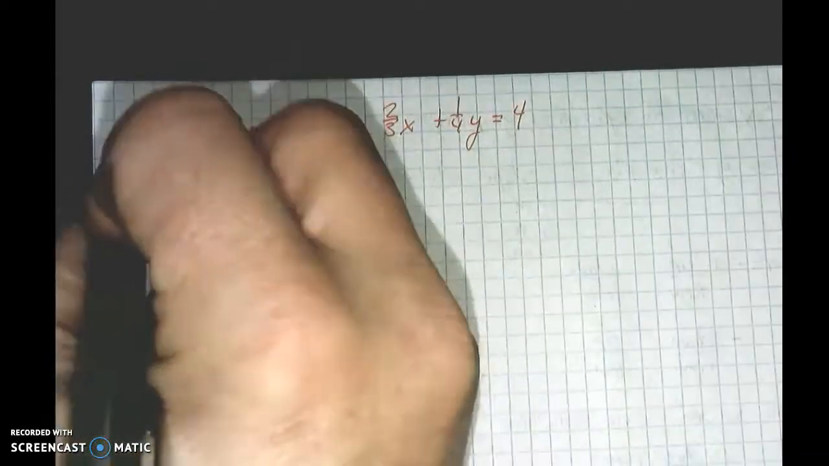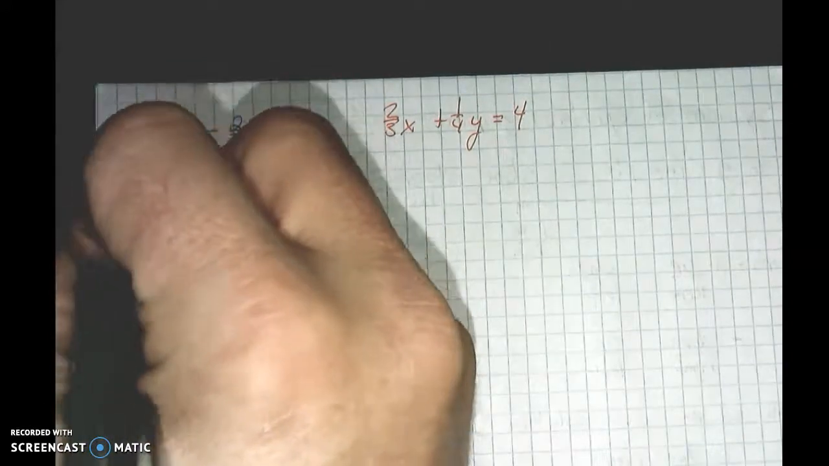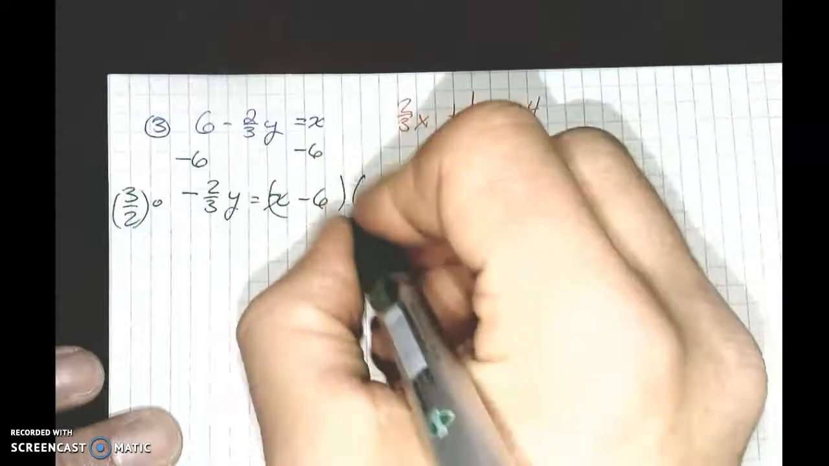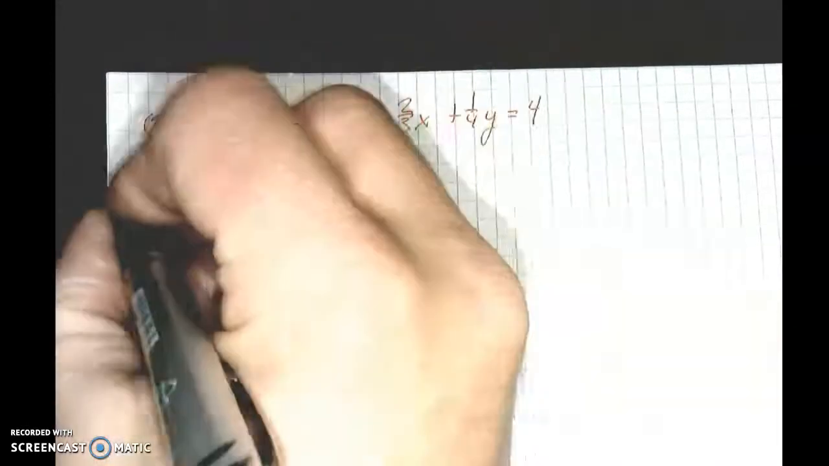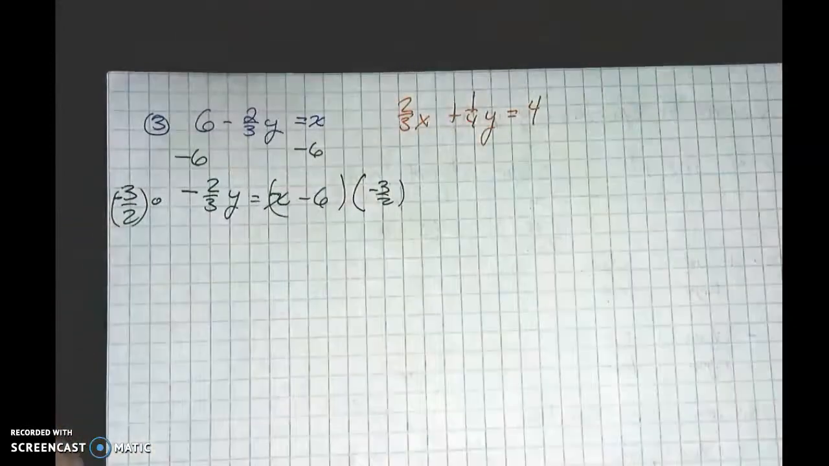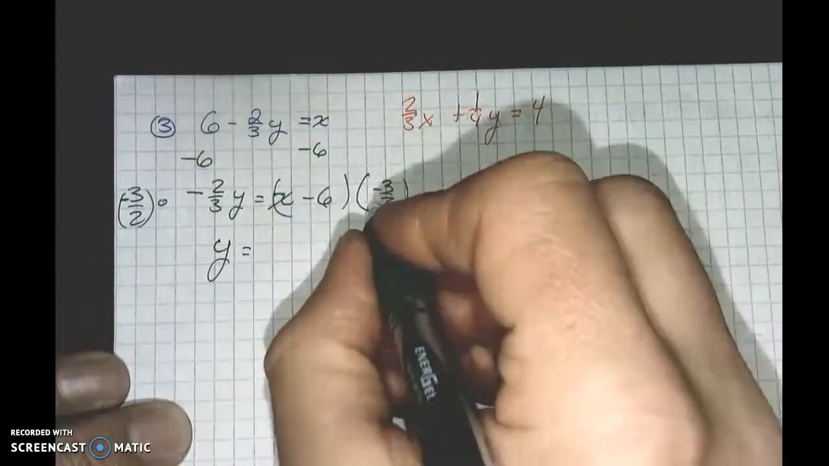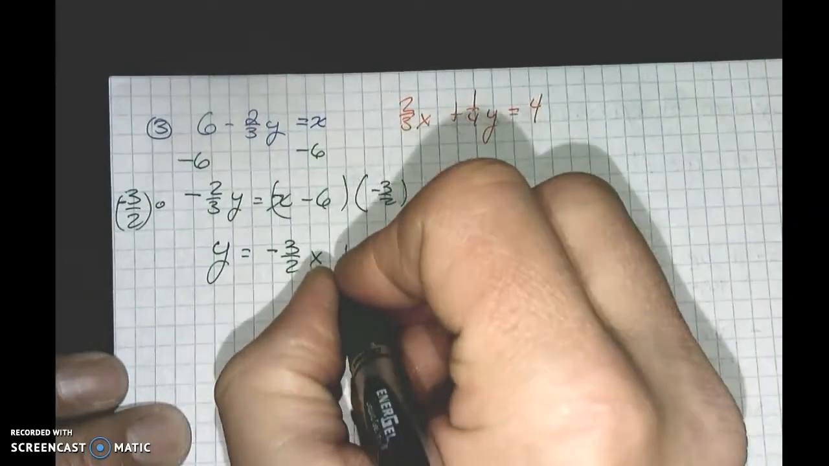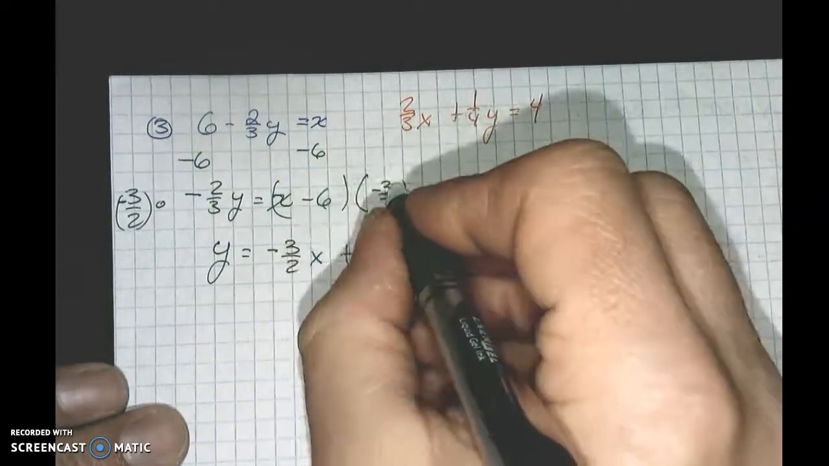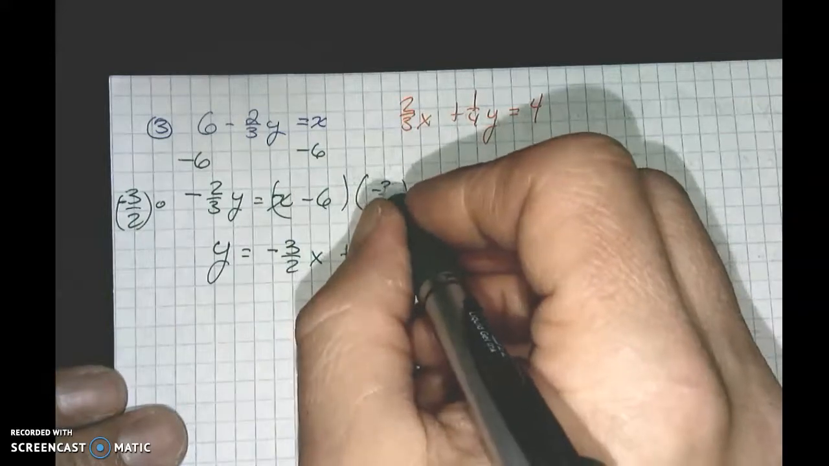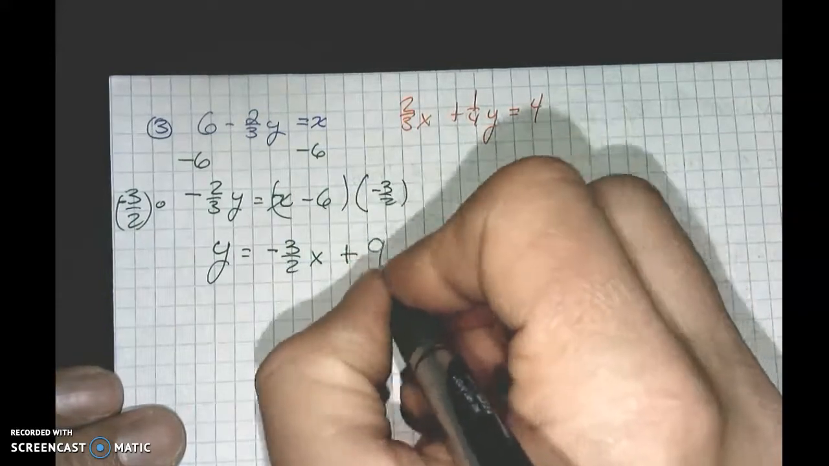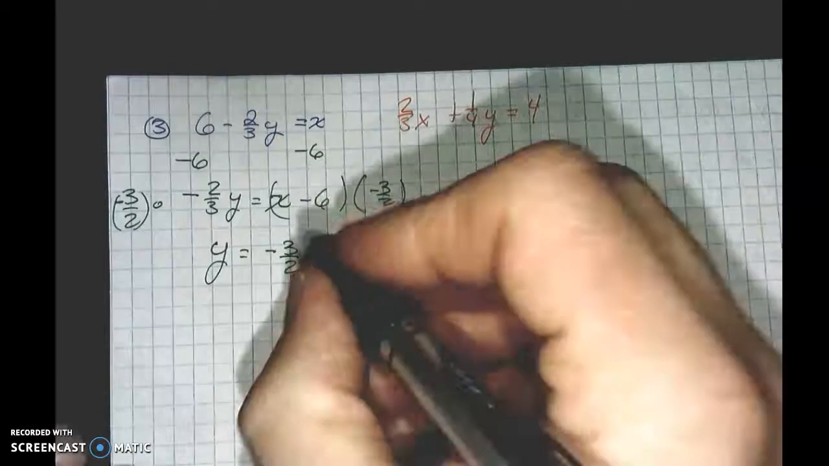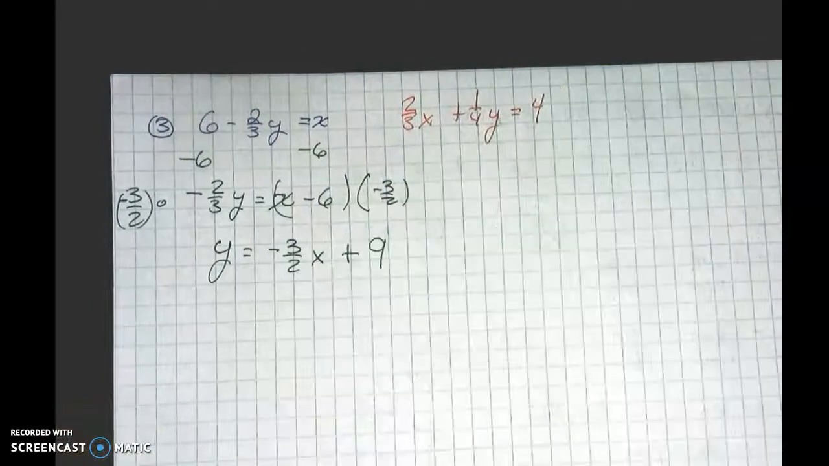I'm going to take the reciprocal and times it by both sides. See, don't forget your negatives. All right, so this goes to a positive y. Then I have negative 3/2 x plus, and then I'm going to have 6 times 3, which is 18. 18 divided by 2 is 9. Okay, and both are negatives, so it makes it a positive.